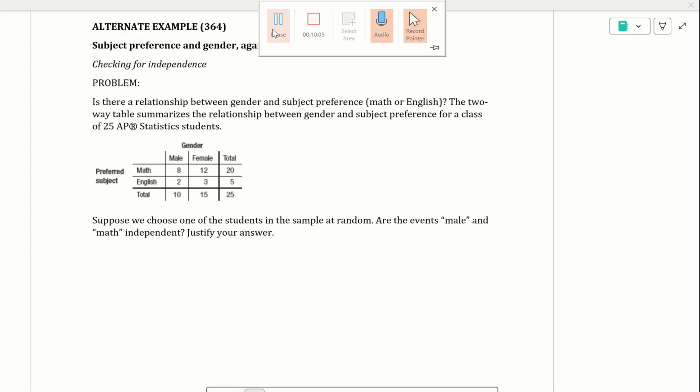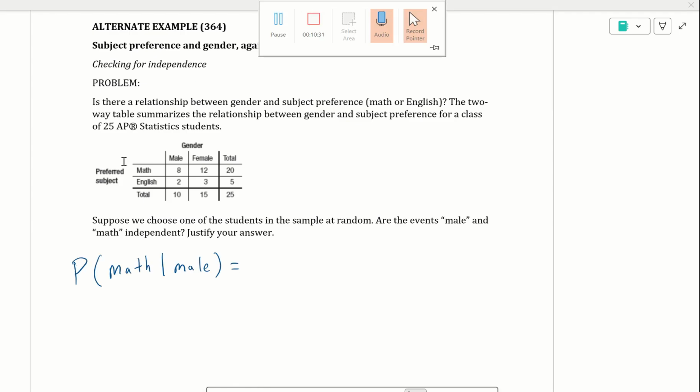Is there a relationship between gender and subject preference, math or English? The two-way table summarizes the relationship between gender and student preference for a class of 25 stat students. We've got male and female across the top, math and English vertically here. Suppose we choose one of the students in the sample at random. Are the events male and math independent? Justify your answer.